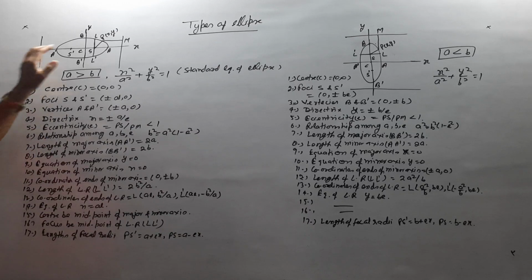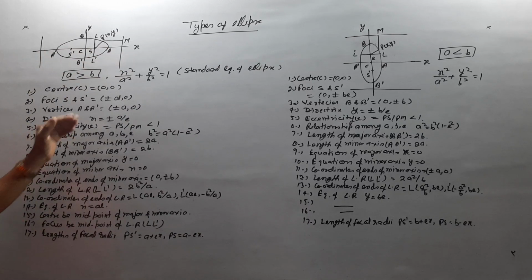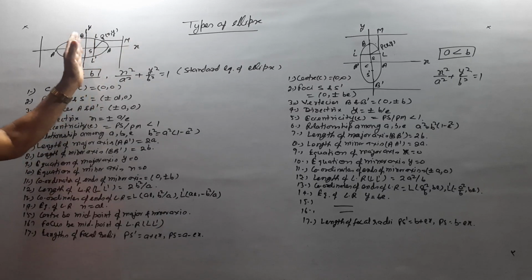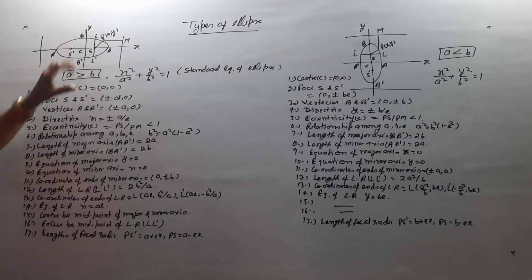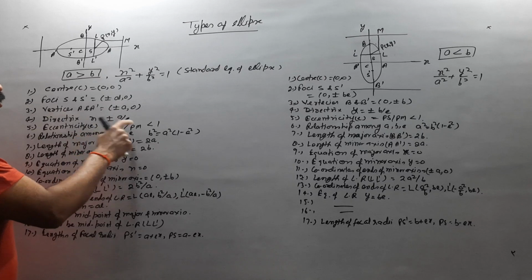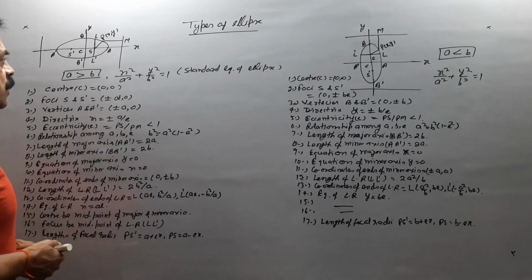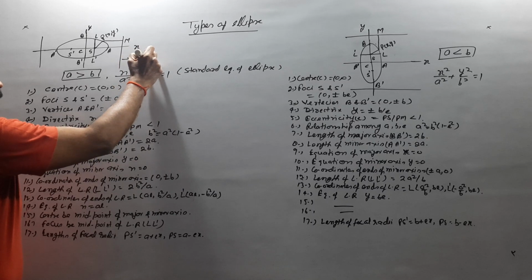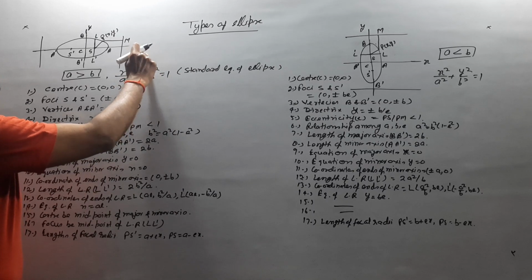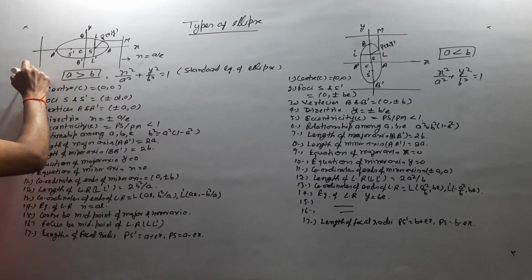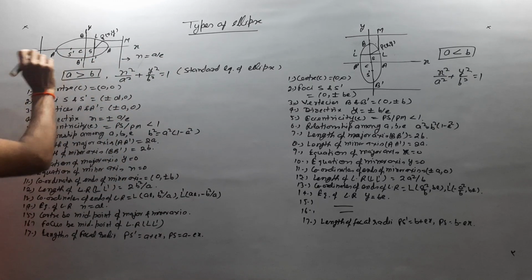Directrix: in this ellipse, the directrices are lines parallel to the y-axis, one to the right of the center and the other to the left of the center. So this line is a directrix and this line is too, so here are two directrices. Their equations are x equals plus minus A upon E. So the equation of this directrix is x equals A upon E, and for this, x equals minus A upon E.